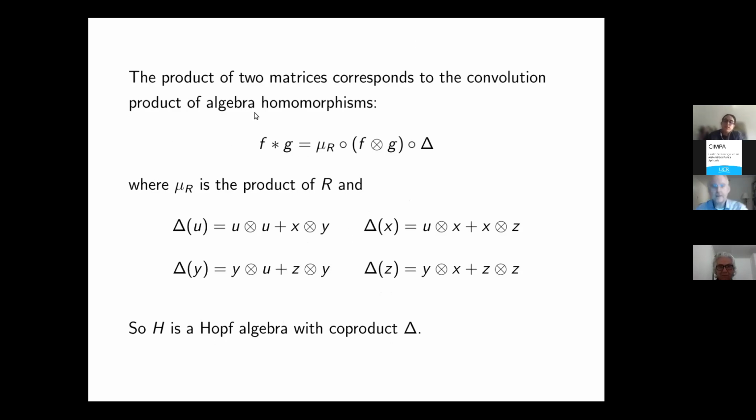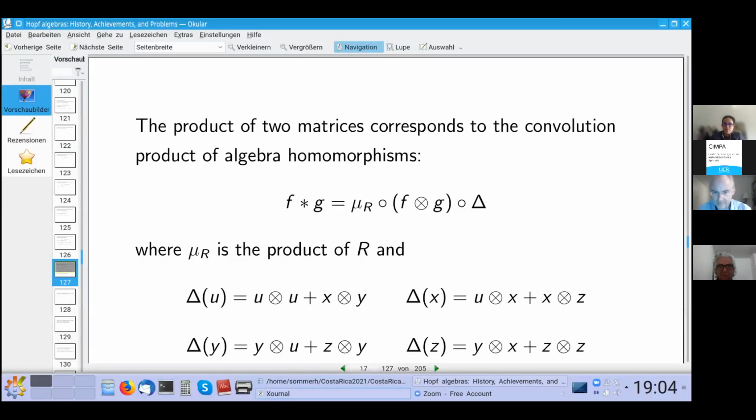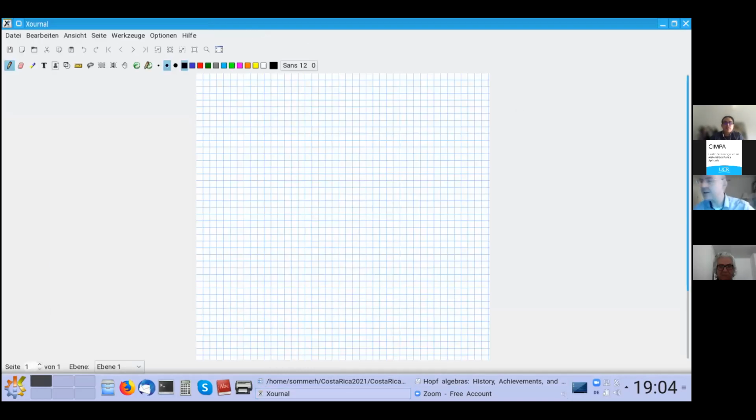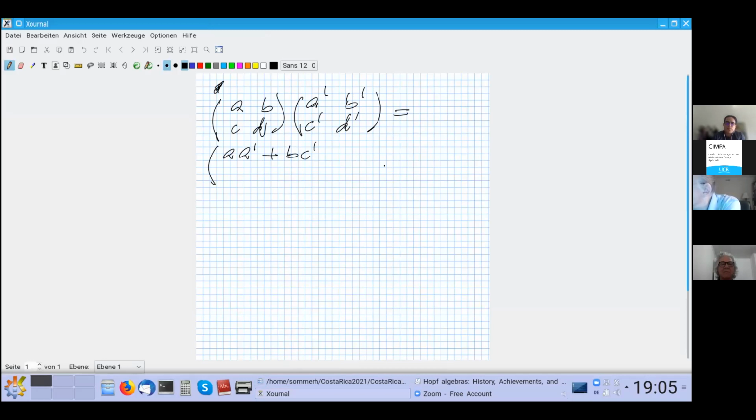Let me briefly explain this, how these formulas come about in greater detail. Can you see this, Alberto, what I'm writing? Yes, I can see. Okay, so let's briefly think how two matrices are multiplied. So we have A, B, C, D. And then we have here, say, A prime, B prime, C prime, D prime. Then, of course, everybody can form the matrix product. And we have here AA prime plus BC prime, right? And I don't go over the others, everybody can do this.